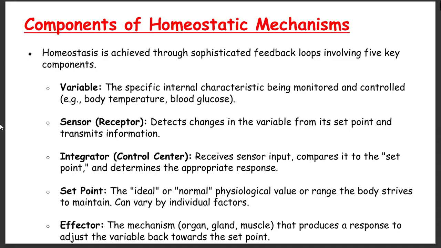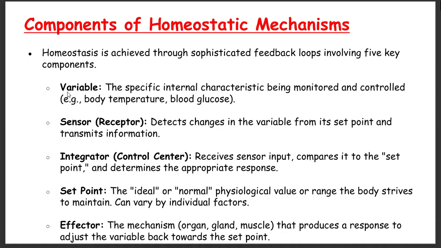We can now talk about the components of our homeostatic mechanism. In order for homeostasis to take place, there are some things that must exist. The first one is what I've mentioned as a variable. A variable is the same physiologic conditions that we've talked about already in the introduction. So there will be a specific internal characteristic that is being monitored and controlled. That is what we're calling a variable, which is a physiologic state in the human body.